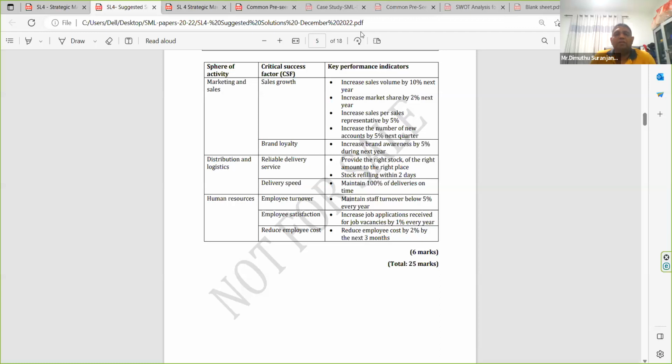Only write one KPI you want to do. No, he has given 4 examples. Brand loyalty is another one. Increase brand awareness by 5% during the next year.